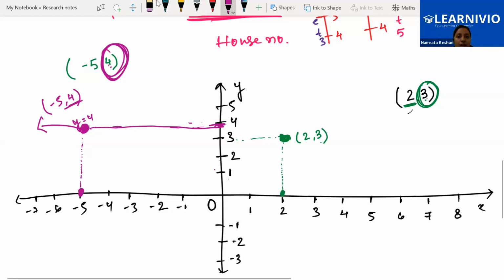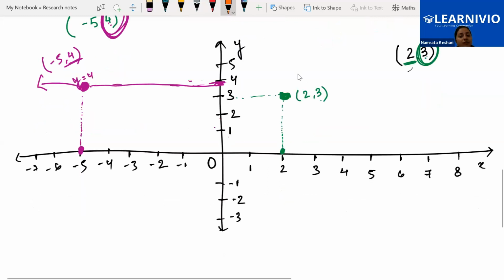Let's represent a coordinate for the downside also. If we have the coordinate (5, -2), here the x coordinate is 5 and the y coordinate is minus 2. Where is x 5? Here. Can you see? Yes, ma'am.